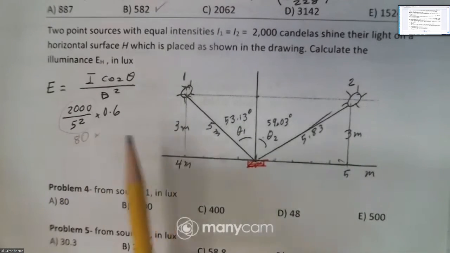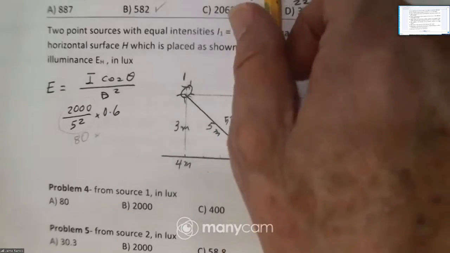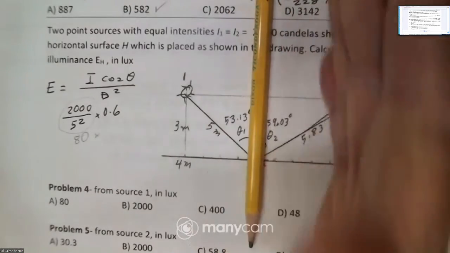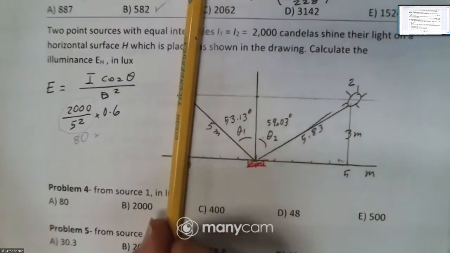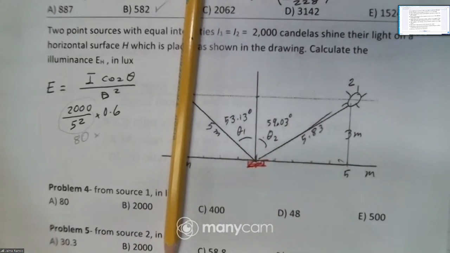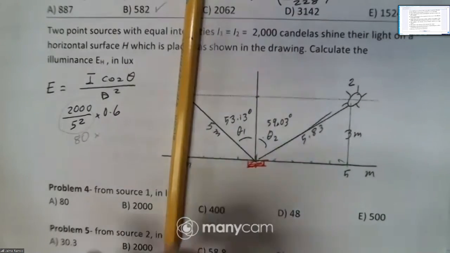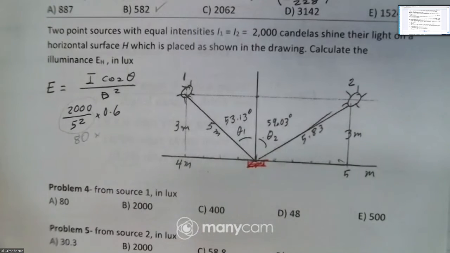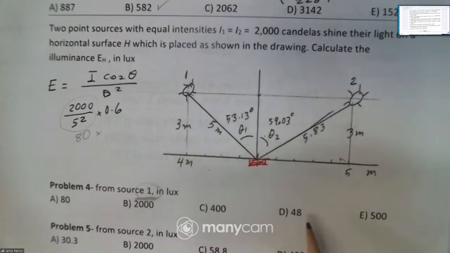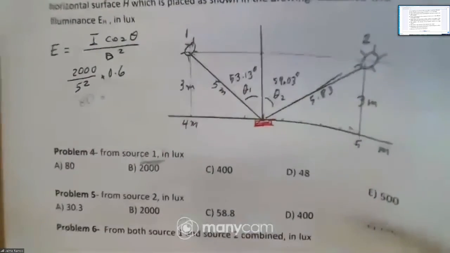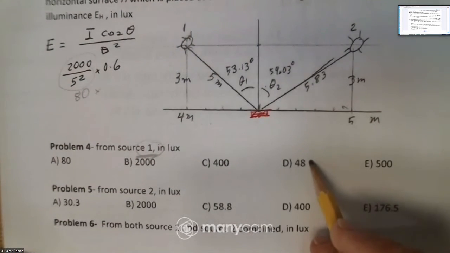That's in the case of straight radiation, vertical radiation, coming like this. Okay. Now this is from one light source only. We are talking about source one. So then this is the answer.